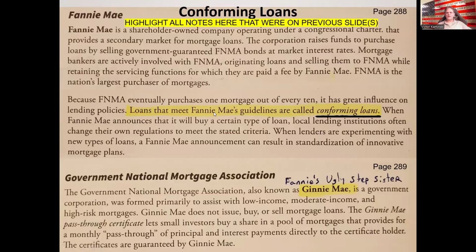Loans that meet Fannie Mae's lending guidelines are called conforming because they conform to Fannie Mae's lending guidelines for the types of loans they're willing to buy. And Ginnie, that's Fannie's ugly stepsister. She buys those risky loans.